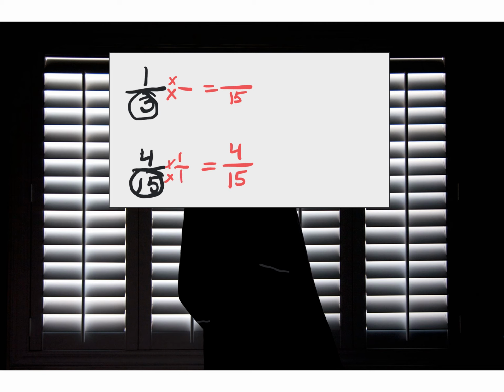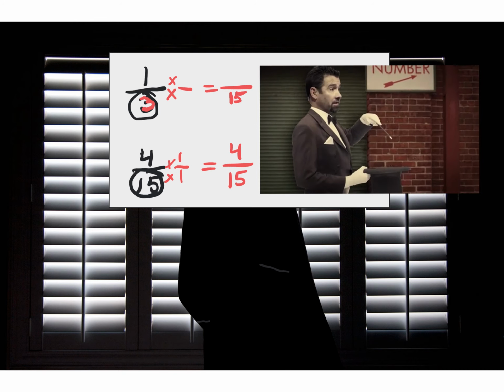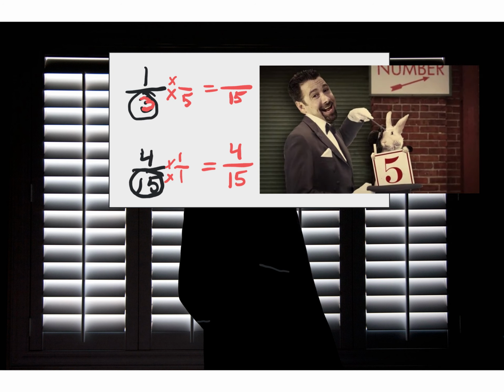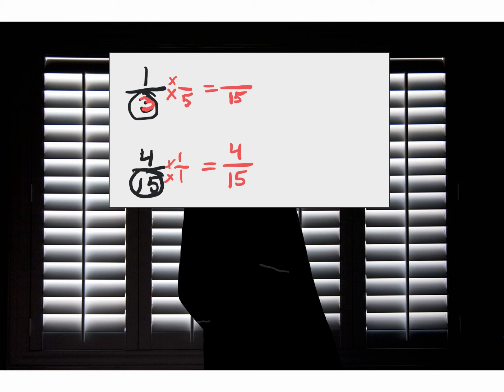Now, what do we put up here? Well, I know that we want to get from 3 to 15. So what can we multiply 3 by to get 15? Well, if you said 5, you are correct. Now, what do we put above the 5? Well, we know that anything times 1 is itself. So we need to find a fraction that is equal to 1.